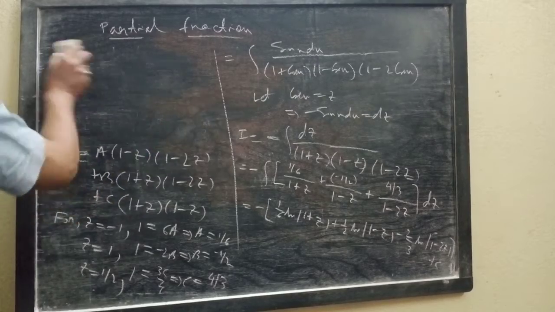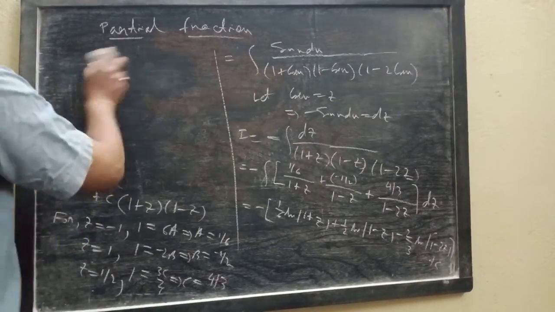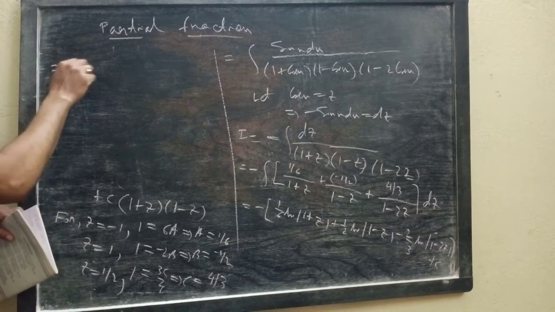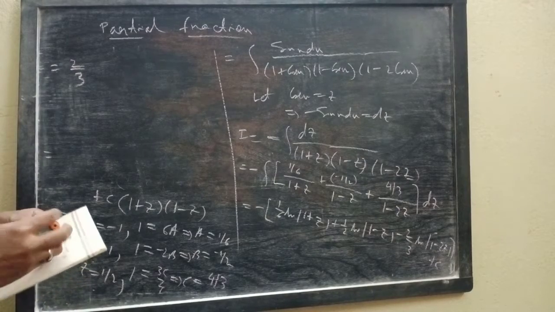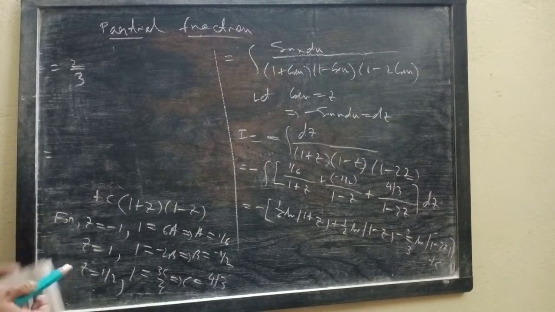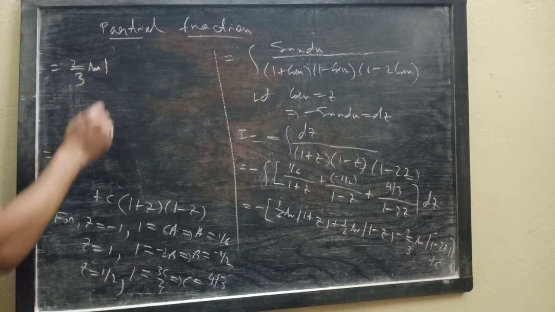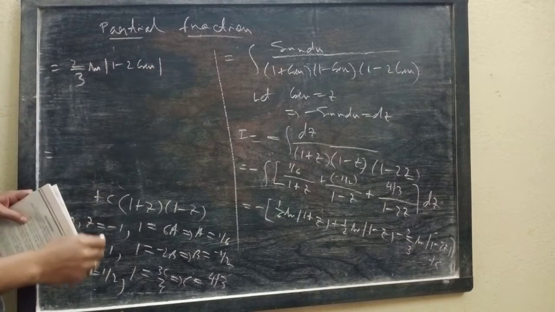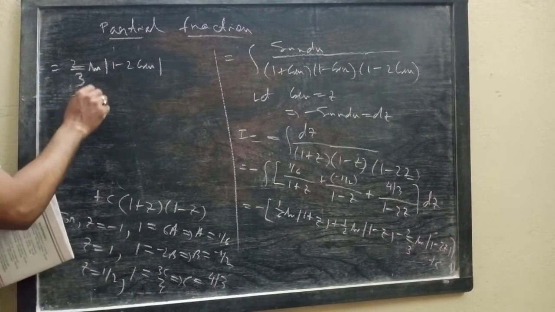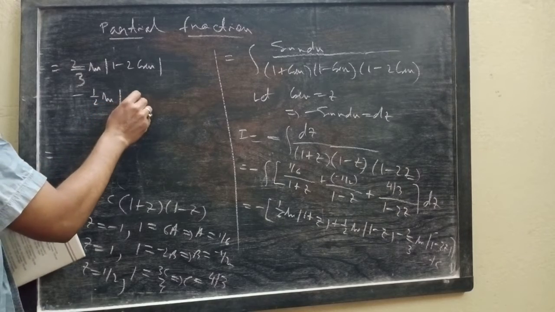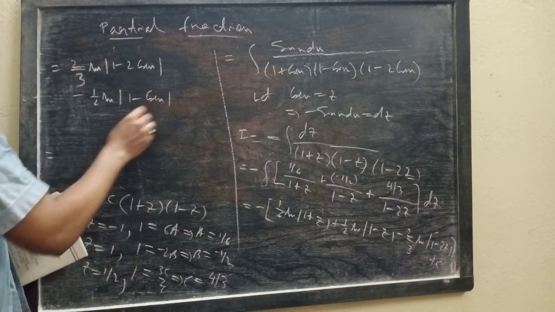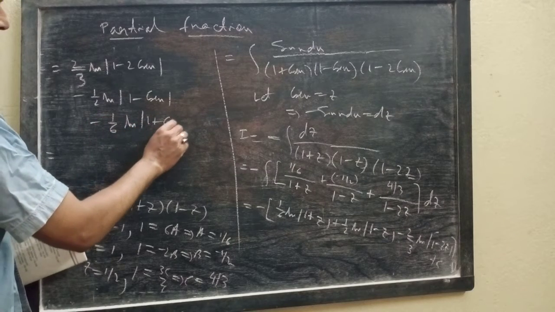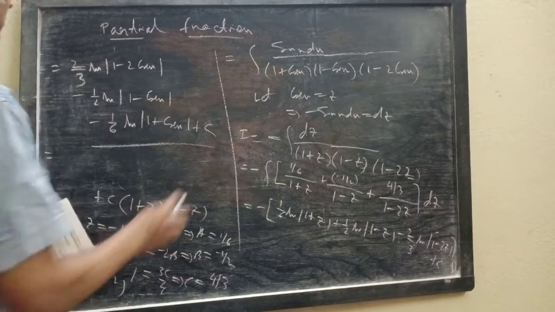Now our answer will be here: 2 by 3 ln of mod of 1 minus 2z, that is 1 minus 2 cos x, minus half ln of mod of 1 minus z, that is 1 minus cos x, then minus 1 by 6 ln of mod of 1 plus cos x plus c. This is your answer.